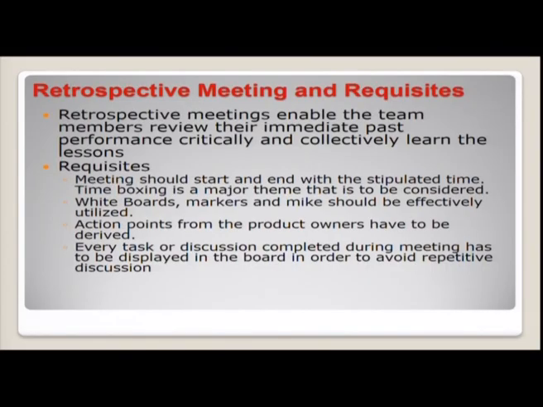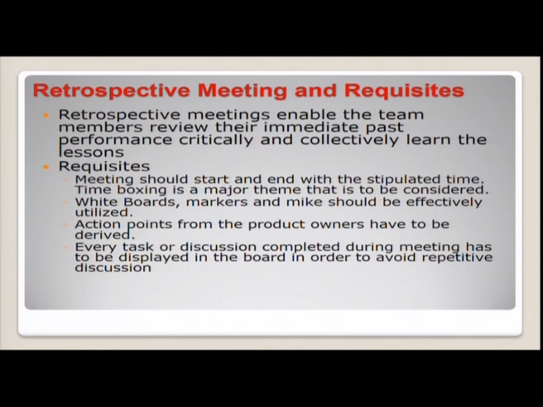Then next is about the retrospective meeting and the requirements. A retrospective meeting enables the team members to review their immediate past performance critically and collectively to learn the lessons. The requisites of a retrospective meeting are: the meeting should start and end within a stipulated time. Time boxing is a major theme that is to be considered.